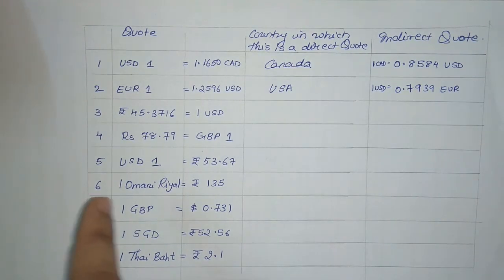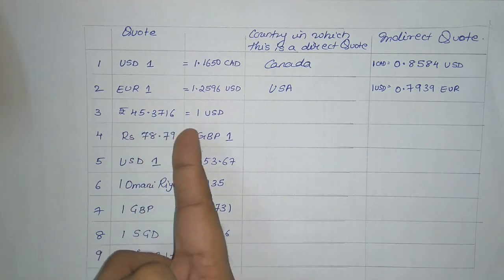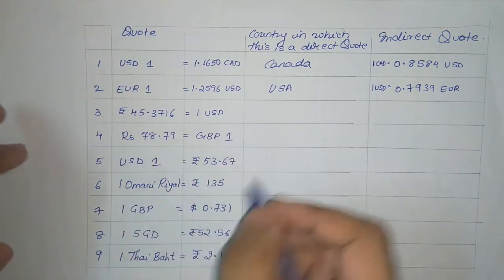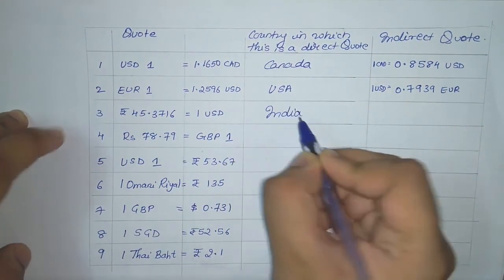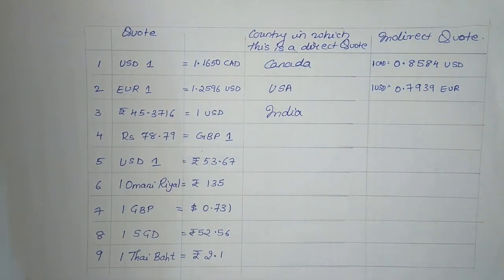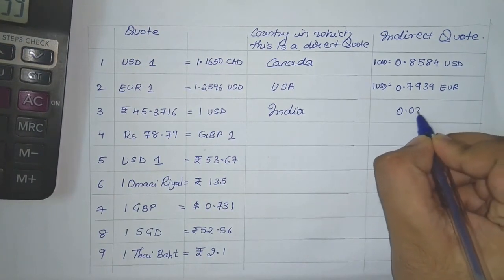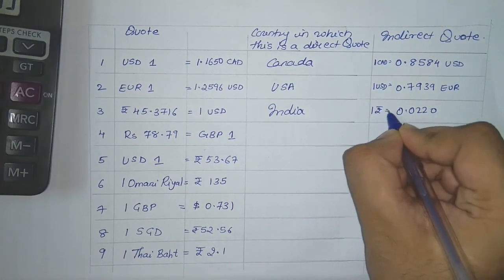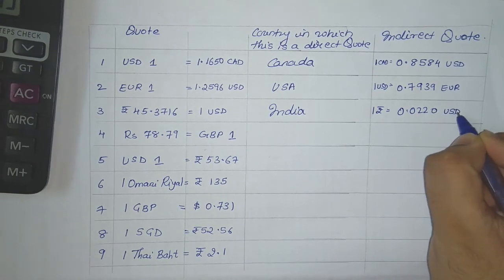The next, 1 USD is equal to rupees 45.3716. Here the base currency is USD. Therefore, the direct quote will be resembling India. In order to find the indirect quote, it will be 1 divided by 45.3716, which comes up to 0.0220. So 1 rupee is equal to 0.0220 USD.